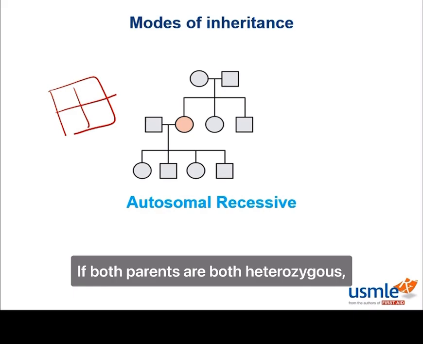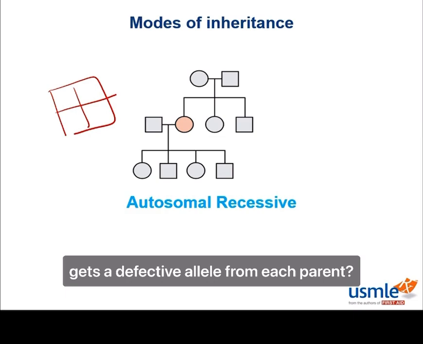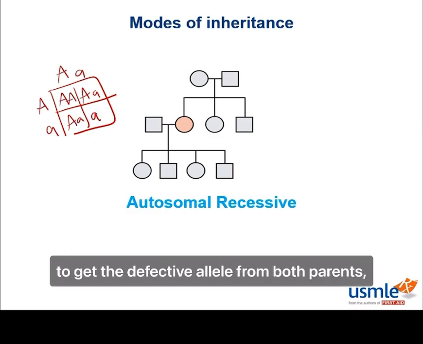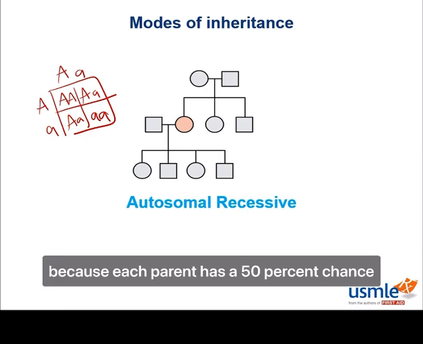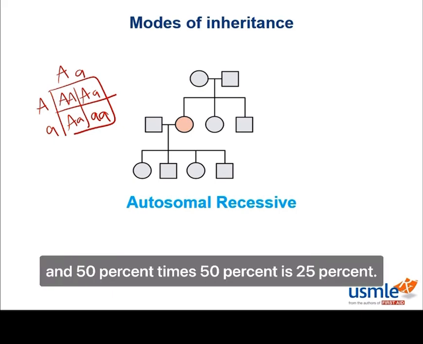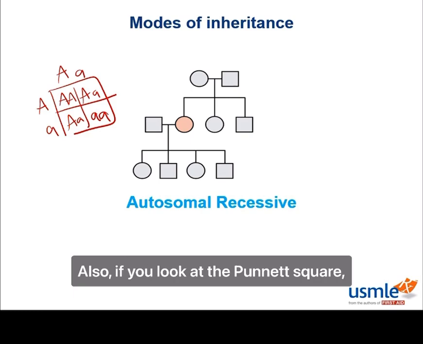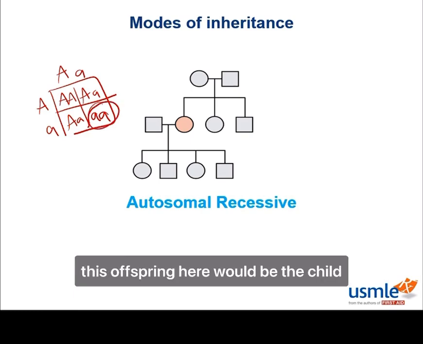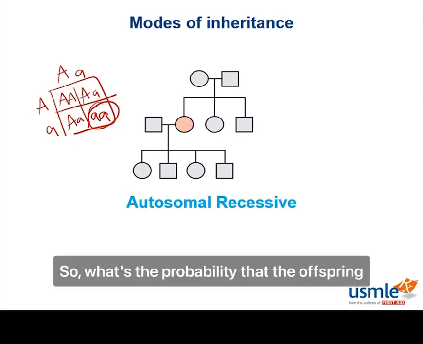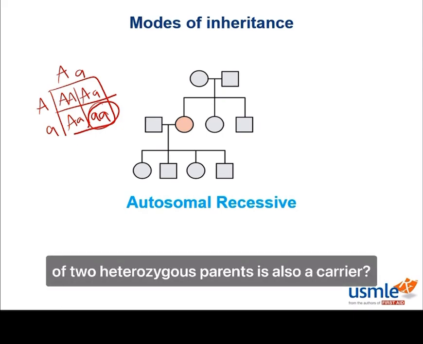If both parents are heterozygous, then what's the chance their offspring gets a defective allele from each parent? So they would have a 25% chance to get the defective allele from both parents, because each parent has a 50% chance to give the defective allele, and 50% times 50% is 25%. Also, if you look at the Punnett square, this offspring here would be the child who gets a defective allele from both parents.